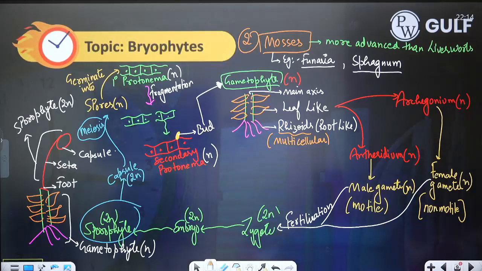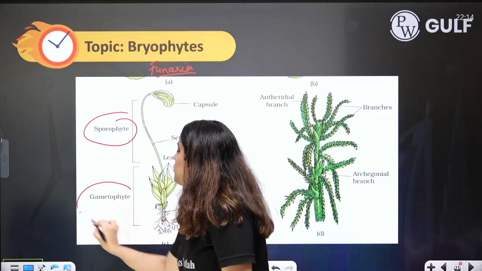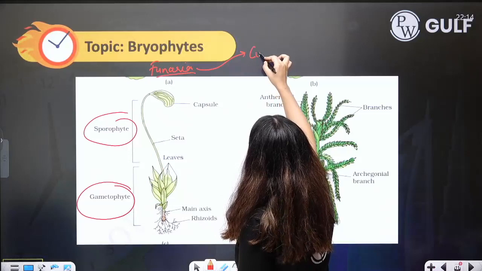So this is about the mosses and how they are different from the liverworts. Here you can see the Funaria. Here is the sporophyte over the gametophyte. Funaria looks like a cord, that's why it is known as cord moss. And this is known as Sphagnum.